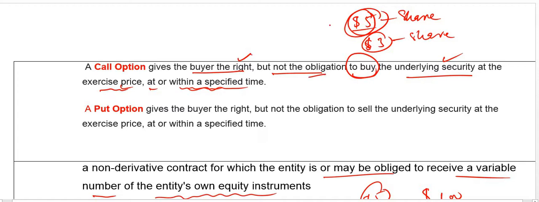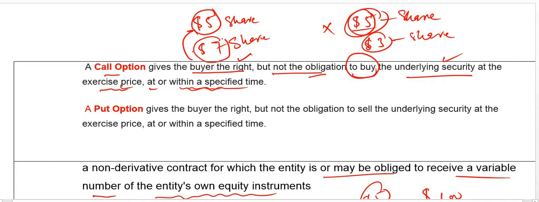Now another case: you purchase a call option and the exercise price is $5 per share, and in the market the price is, let's say, $7 per share. Here you have the right, but you don't have the obligation. This is the call option price that you have the right for, and this is the market price, so definitely you will exercise and purchase the share at $5. You will not go to the market and purchase it at $7.